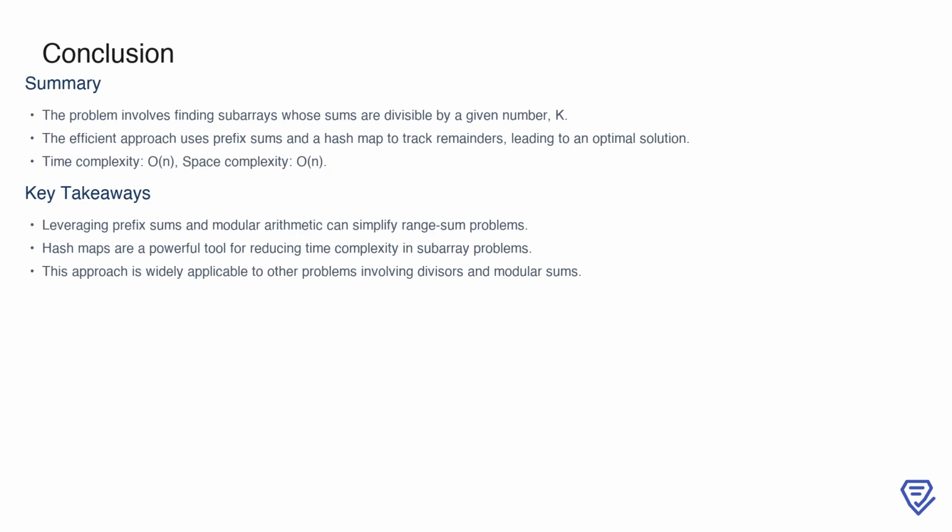Great job! In this problem, we explored an efficient way to solve the subarray sums divisible by k challenge. By using prefix sums and modular arithmetic with a hash map, we achieved an optimal solution with O(n) time complexity. Remember, these strategies are useful for similar subarray and modular problems.